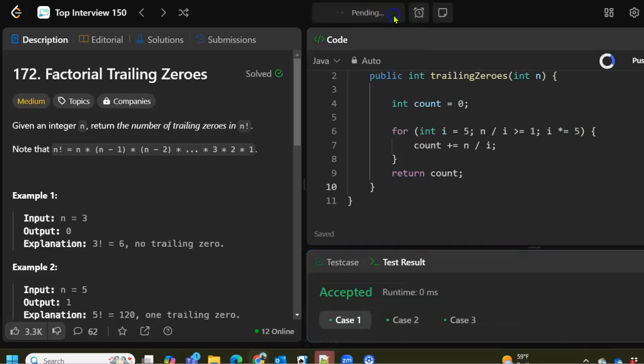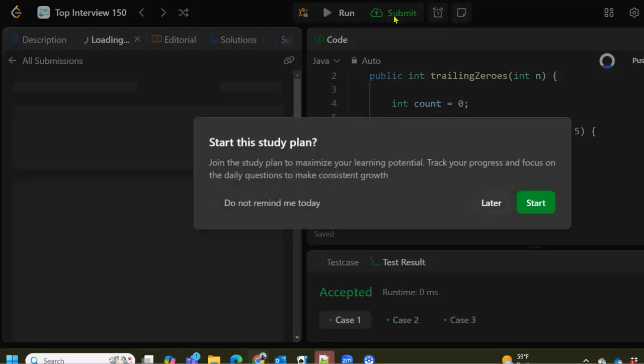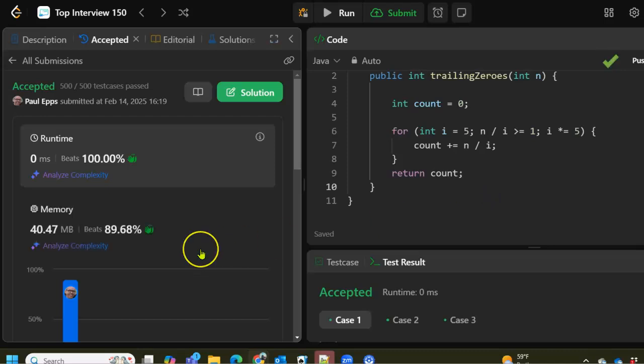So let's run it first and make sure it compiles. Okay, that's fine, and submit it. All right. And that's it.